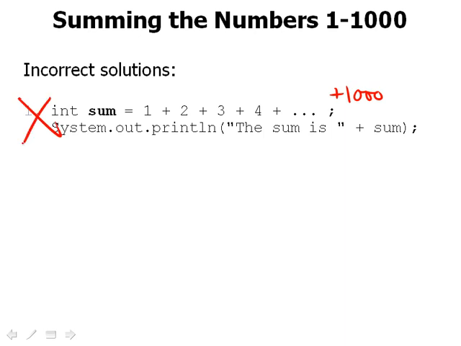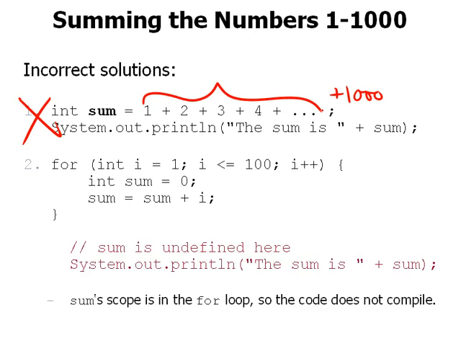Another solution that's not so good is to try to write a for loop, but to do it poorly. A for loop would be a better way to capture this repetition of all these range of numbers here. So maybe we'll make a for loop here from 1 to 1,000. That should say 1,000, not 100. And maybe what we'll do is try to add all these numbers into some sum variable.